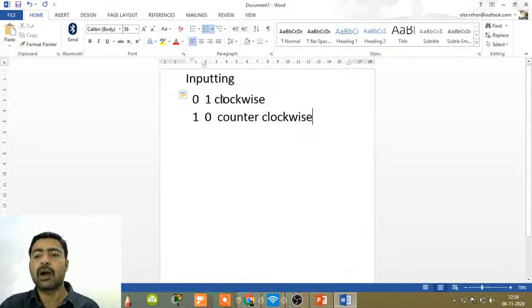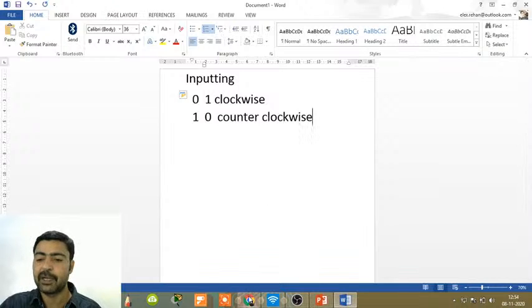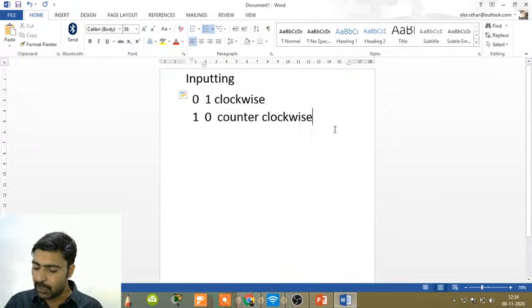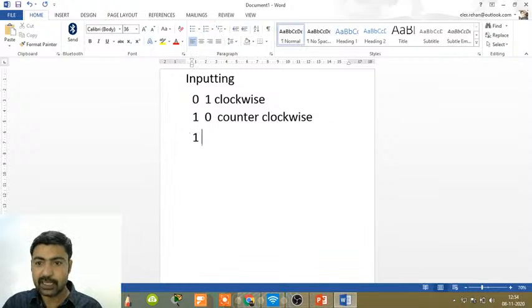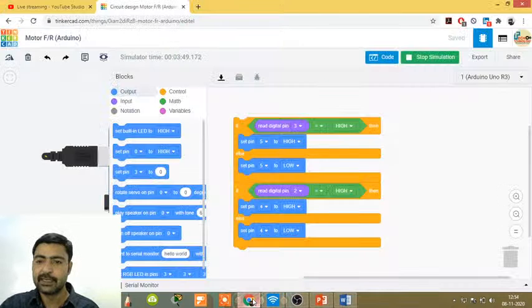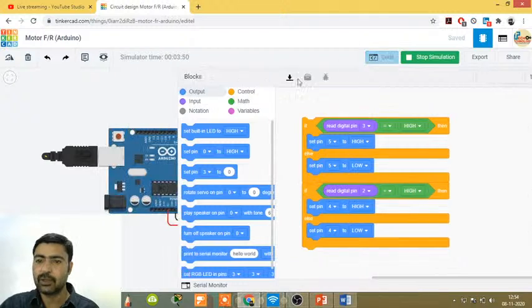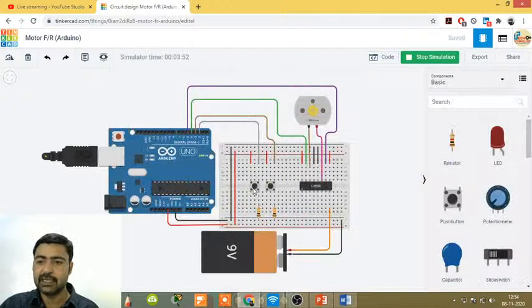It depends on how you have connected or how you have programmed it. But there is one more condition, and that condition is 1 1. That means if we press both of the buttons, what will happen? These are two push buttons.